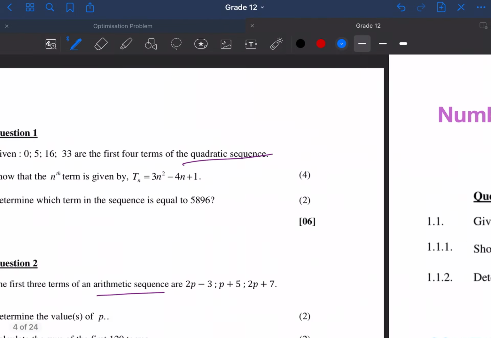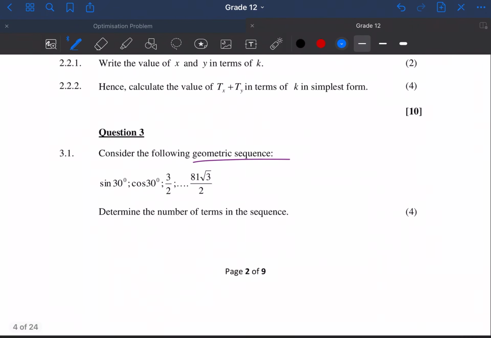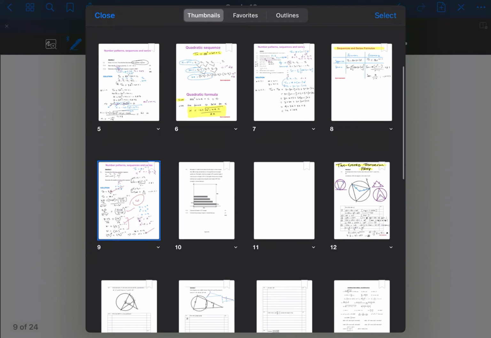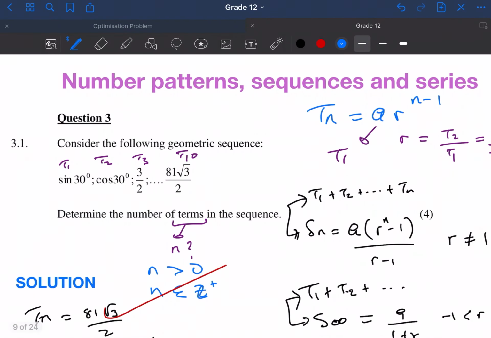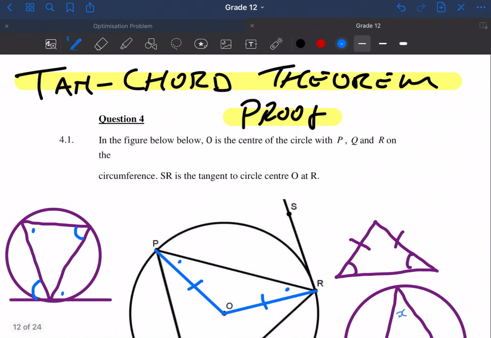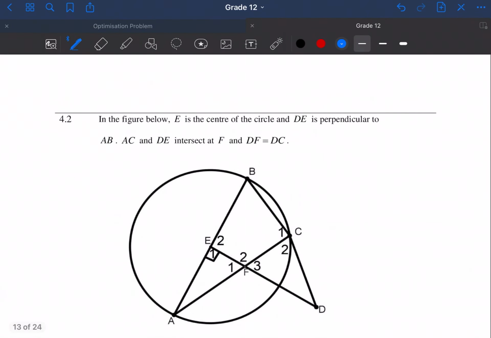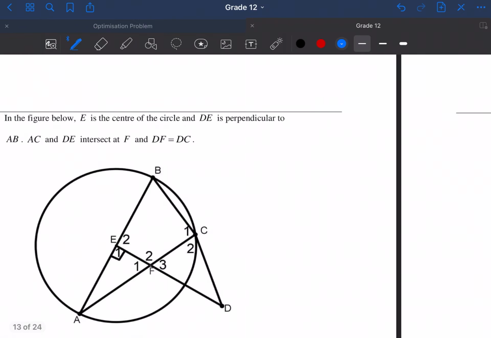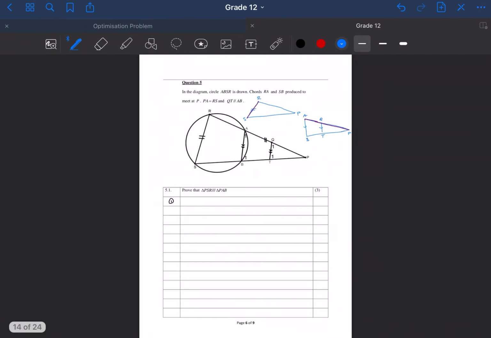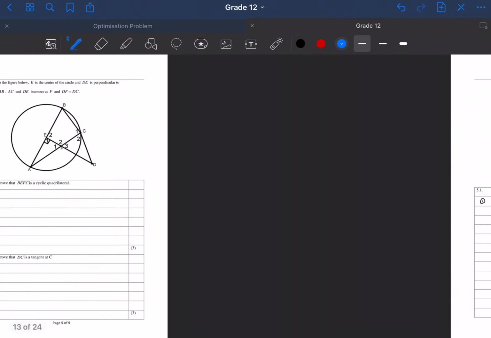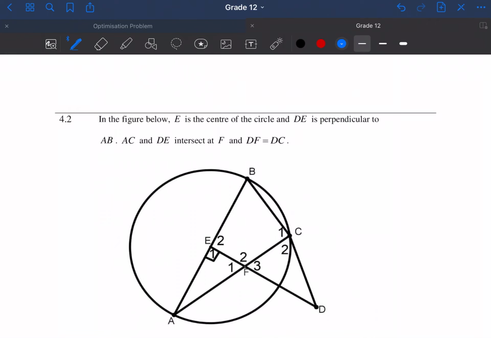We've done all of these questions. I've done question 1, 2 and 3, and we've done question 4. This was question 3, and there's question 4. We've done 4.1, and now we're doing question 4.2. For the next video we'll start question 5, and this is how question 5 looks. So tune in. We're about to be done with this paper.